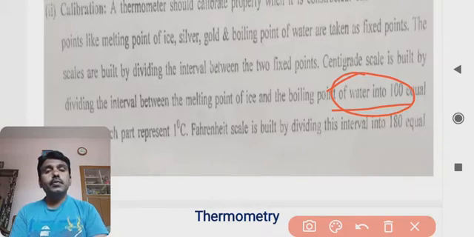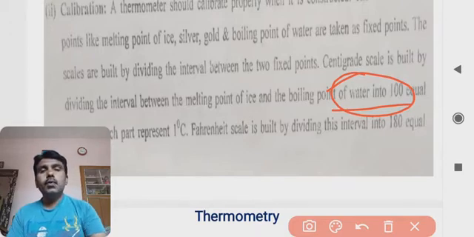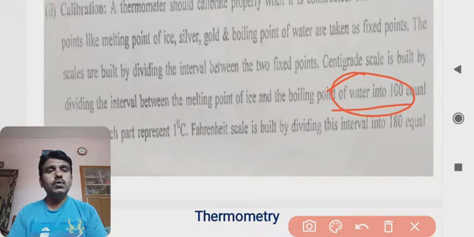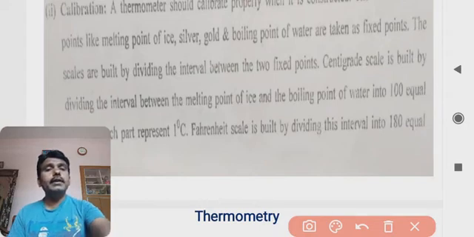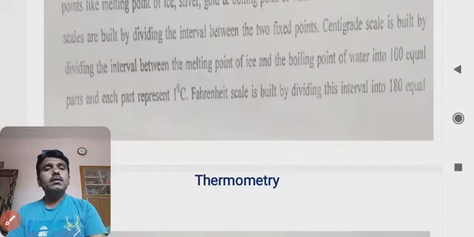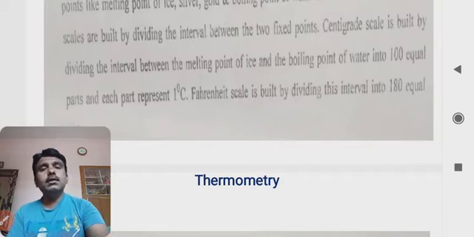It is because it is made on the fixed points, the melting point of ice and the boiling point of water. And in between, whatever the scale comes, it is divided into 100 points, and that's why we can say either the temperature is 20 degree centigrade or 100 degree centigrade, depending on the scale, and each part represents 1 degree variation.